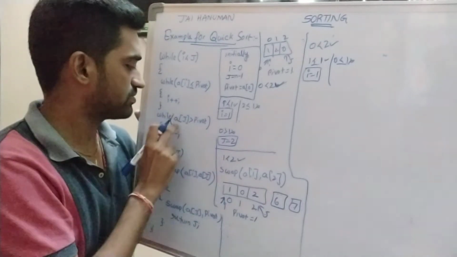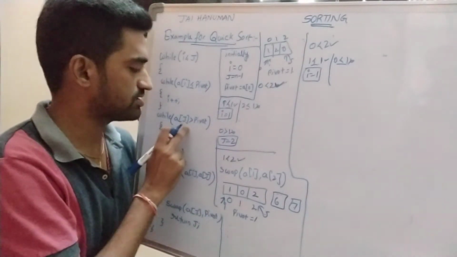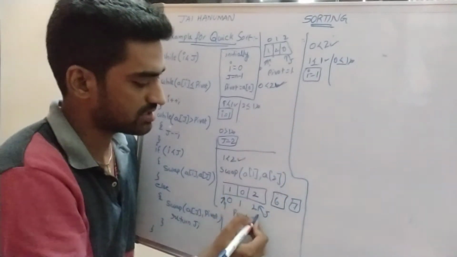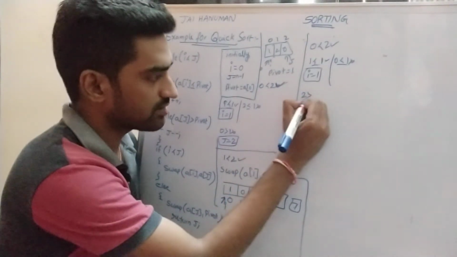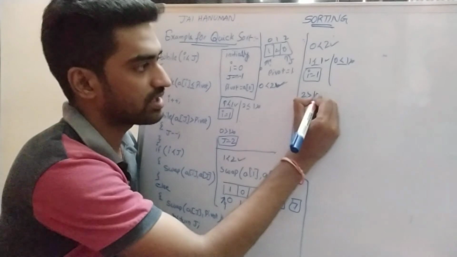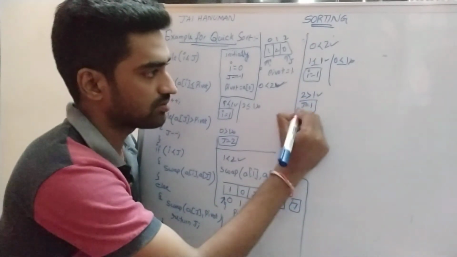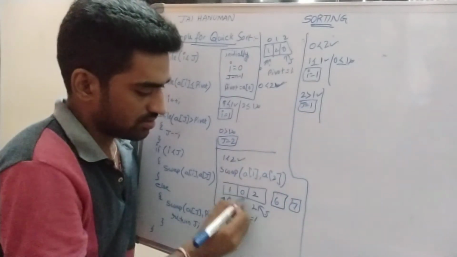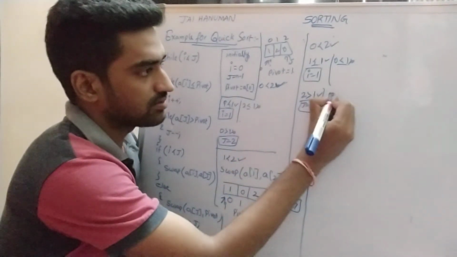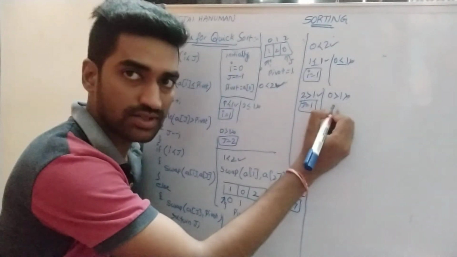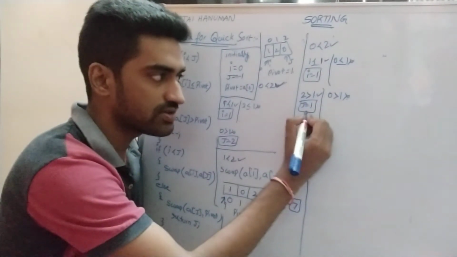So after completion of this one, we are checking the j condition. What is A of j? A of j is 2. 2 greater than pivot 1. 2 greater than 1, condition is true. J is decremented by 1. J is equal to 1. Right. So then 0 greater than 1, condition is failure. So that's why we need not decrement the j value. Previous value is set to be j value.